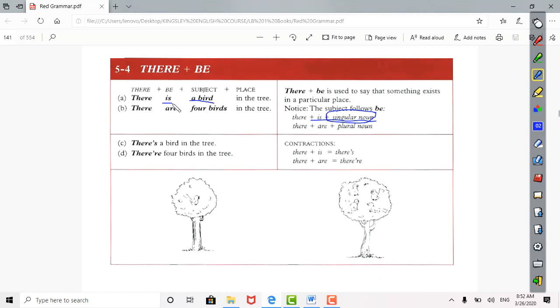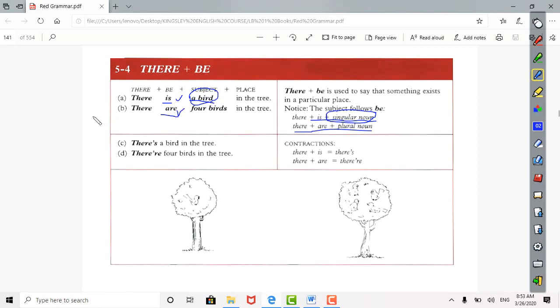Ada seekor burung di pohon. We will say there is a bird in the tree. Terdapat seekor burung di pohon. We said there is a bird. Because the bird is only one, we use is. So is is for a single thing, if the subject is single. If are, it is very easy. If this one is plural, if there is a plural noun, we use are. Or jamak, if the thing is more than one. Okay, is for singular, are for plural.